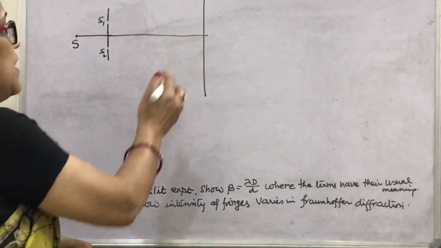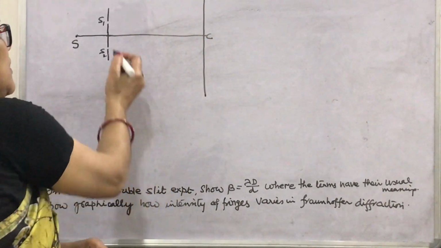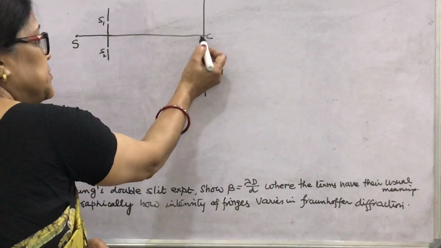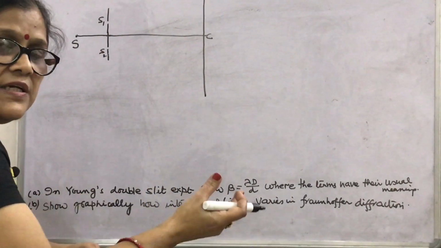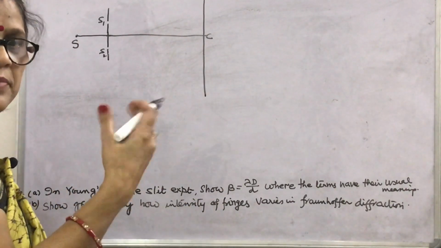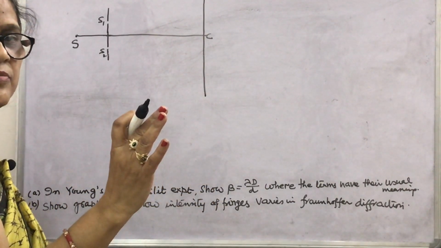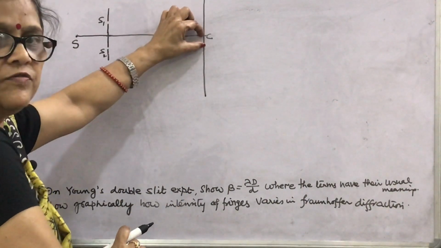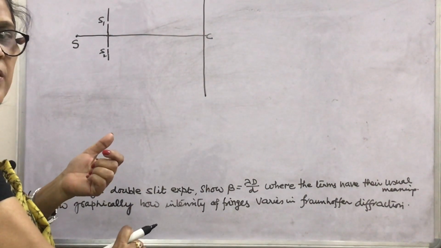What happens at the point C? The light waves coming from S1 and S2 will travel the same distance, they will meet in phase. Therefore, at point C maxima will always be produced, that is the central maxima, because the path difference is 0, the phase difference will be 0. So this is the condition for maxima.